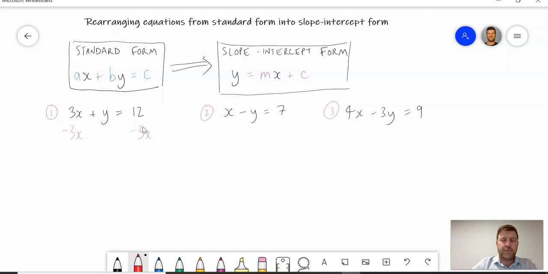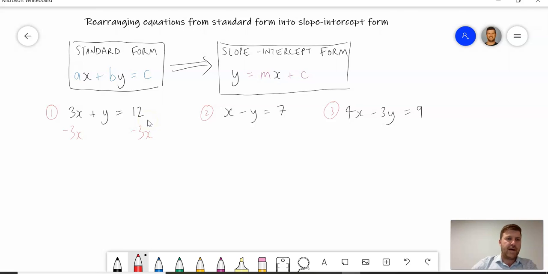Now, just a note, guys, that on the right-hand side, 12 take 3x, they're not like terms, so I can't simplify that to a one-term expression on the right-hand side of the equation. I'll still be left with two terms over there, but that's what we want. In slope-intercept form, you've got two terms on the right-hand side, mostly anyway. The constant term could be 0, but in this case, that's fine.